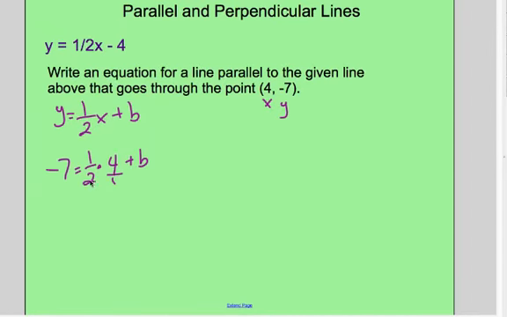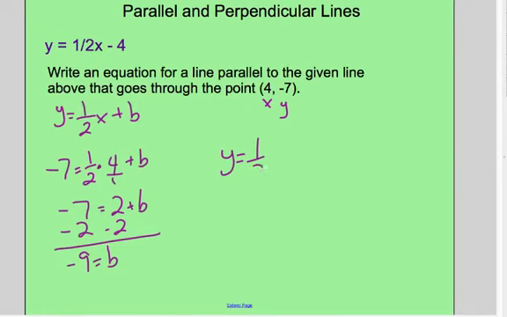Multiply across, that's 4 over 2. 4 divided by 2 is just 2. So that's -7 equals 2 plus b. Take away 2 from both sides. And I get that my y-intercept should be -9. So my equation now is y equals 1/2 x, because I know that the slope has to be the same because it's parallel. But my y-intercept now is -9. And this line will go through that coordinate point, with y equal to -7.